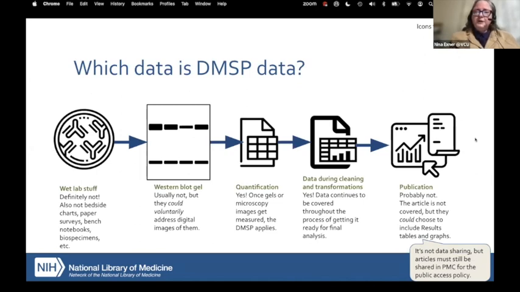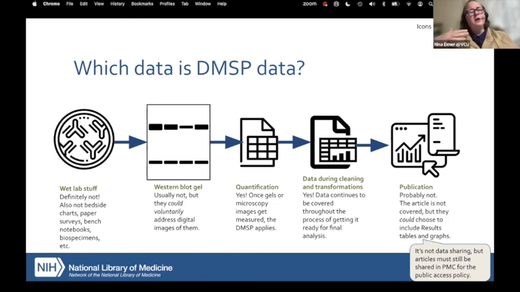A lot of times we get a little confused, and that's because it's confusing. Which data is DMSP data? Which data is covered? Again, you heard Lisa go over this. You've heard a couple of summaries now, but it's not perfectly clear what is going to be covered at any point.